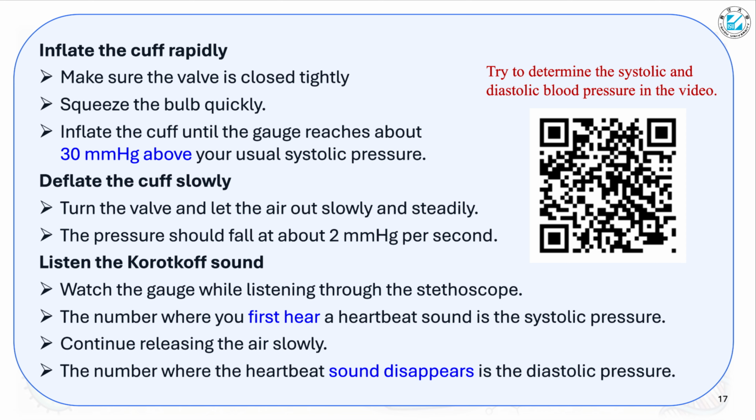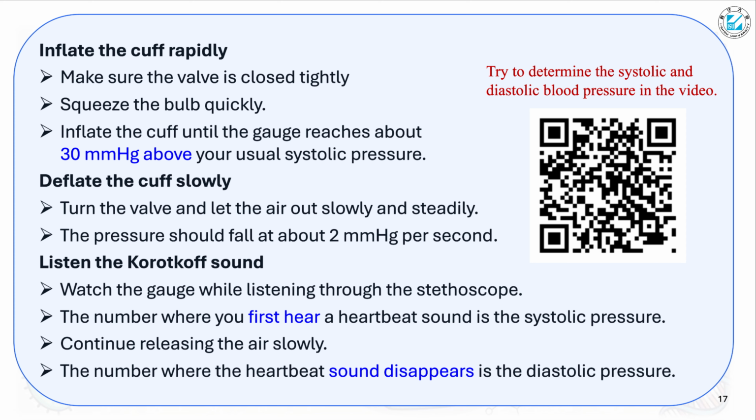After that, stop squeezing the ball. Slowly turn the valve to release the air. The pressure should fall slowly and steadily, about 2 mm of mercury per second. While the pressure is falling, watch the mercury column carefully and listen through the stethoscope.